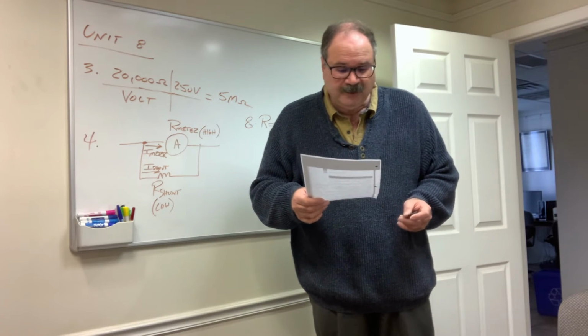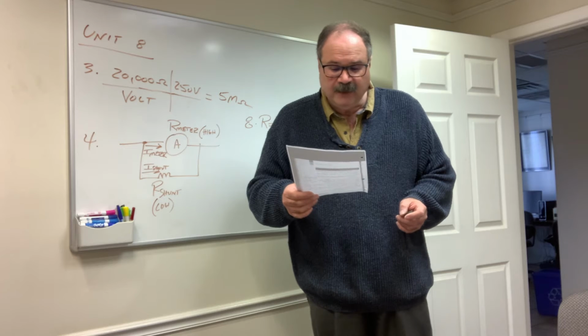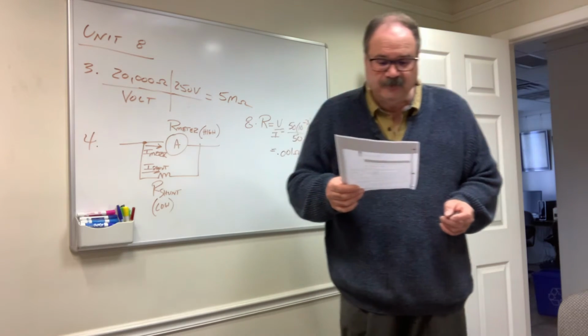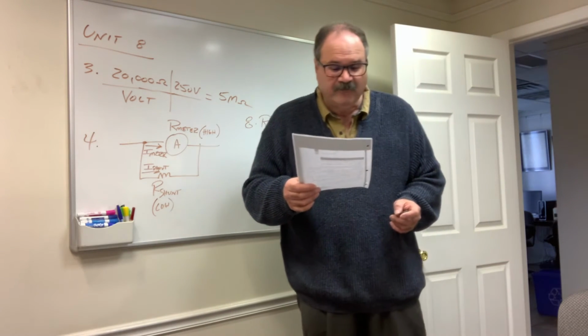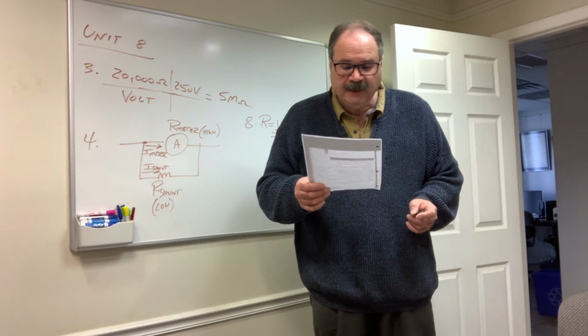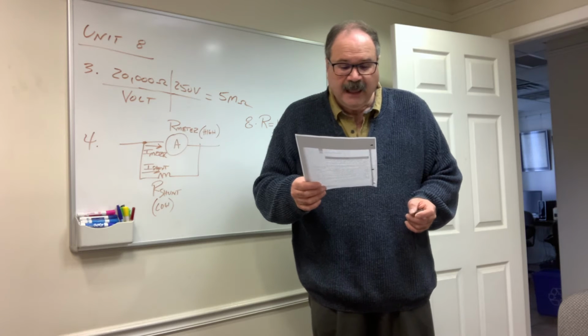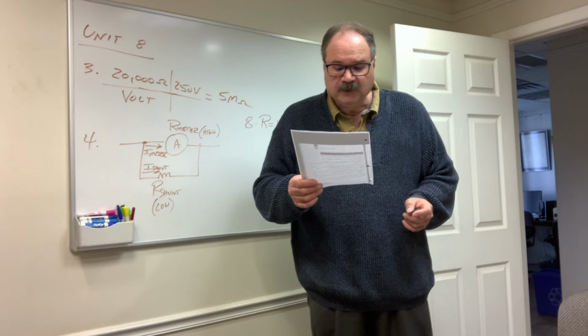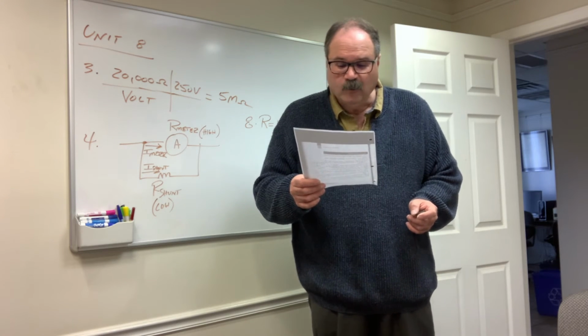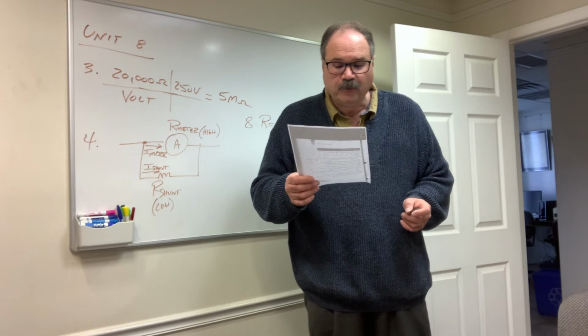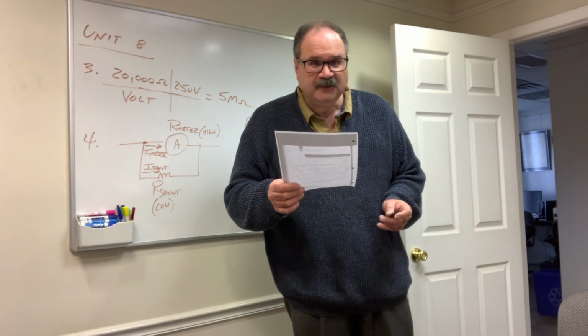Question 6. How is an ammeter connected into a circuit? It would be connected in series. Question 7. How is a voltmeter connected into a circuit? It would be connected in parallel. Question 8. An ammeter shunt has a voltage drop of 50 millivolts when 50 amps of current flows through it. What is the resistance of the shunt?